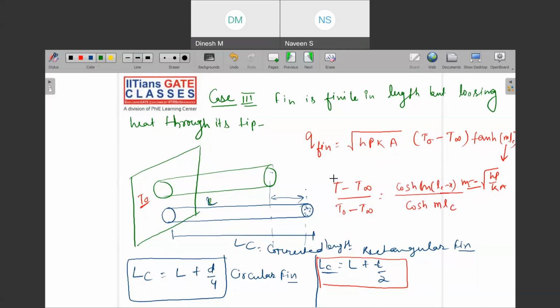So this is not mass, please mind me if I have said anytime this is mass. So cos hyperbolic m into (LC minus x) divided by cosh mLC. Okay. So instead of L we put LC. So the only thing we have changed here is that we have corrected the length, right?